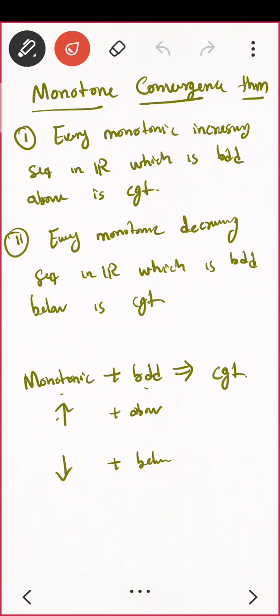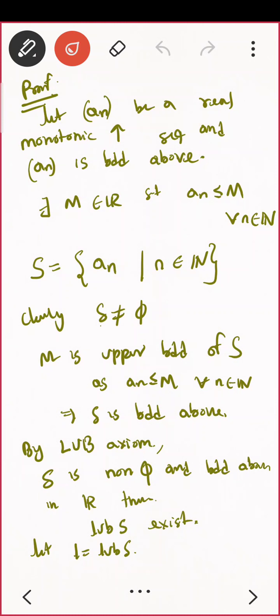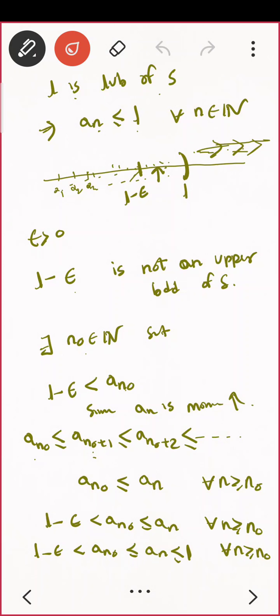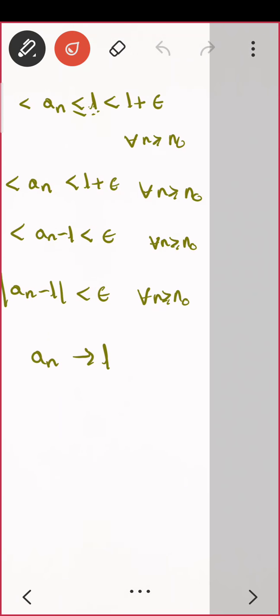A decreasing sequence in R which is bounded below is convergent. It is the same as we proved for monotonic increasing, so I assume that you have done it. I'll not do it. Yes. Now let us see some standard sequences.